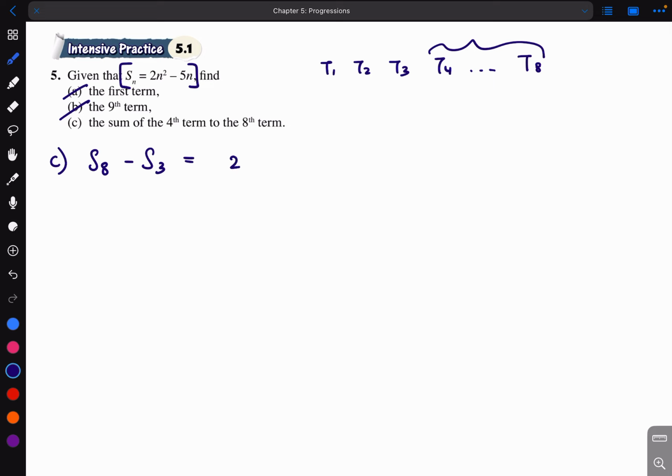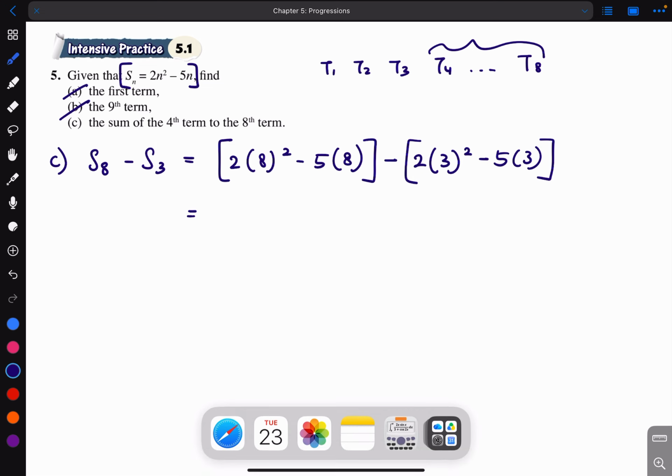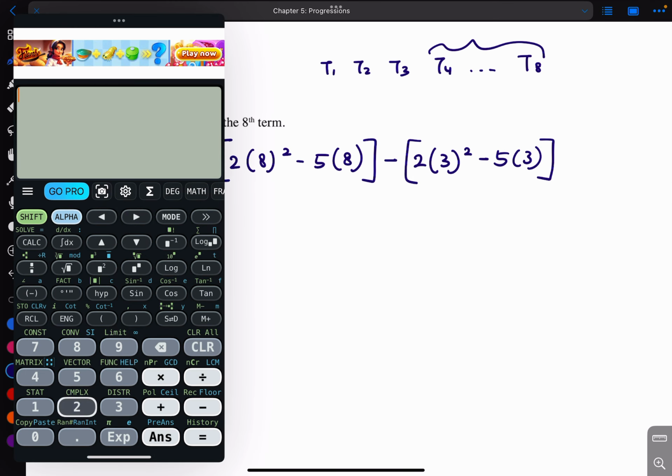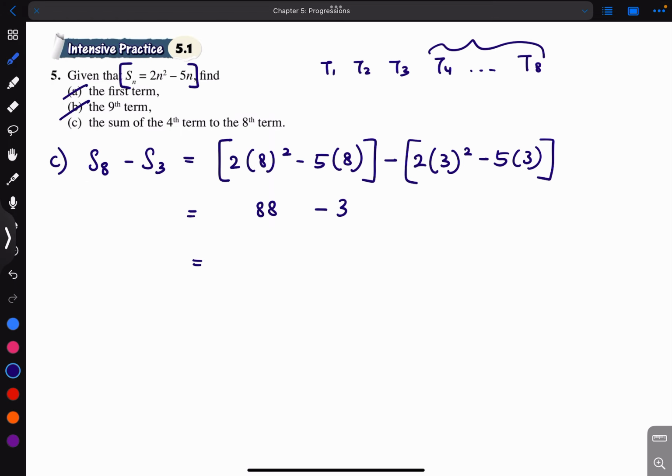So S8 is 2 times 8 square minus 5 times 8, minus S3. S3 will be 2 times 3 square minus 5 times 3. This one we already found out just now, this is 88. S3 would be 2 times 3 square minus 5 times 3. This is 3. So 88 minus 3, we get 85. Done. That's it.